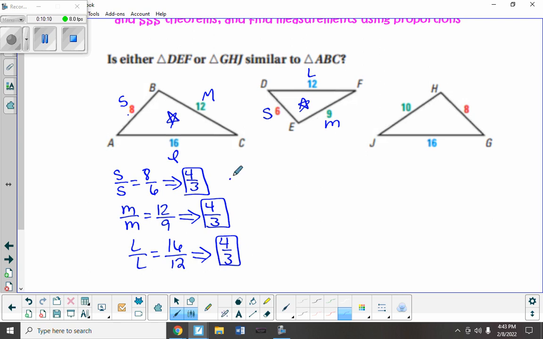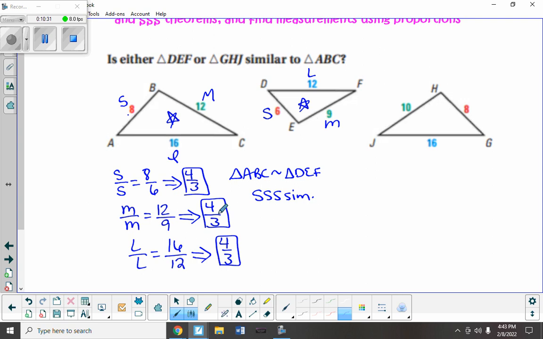So you can say that triangle ABC is similar to triangle DEF because of the side, side, side similarity theorem. So SSS sim is what I write. But that's how I just proved it. I just showed the ratio of the short to short, medium to medium, long to long.